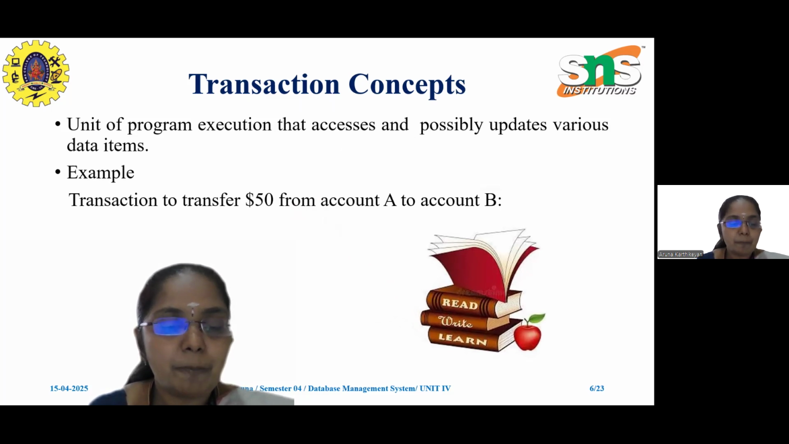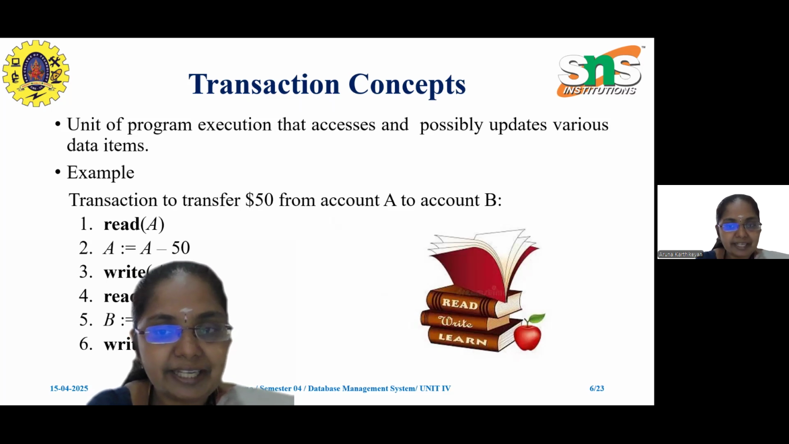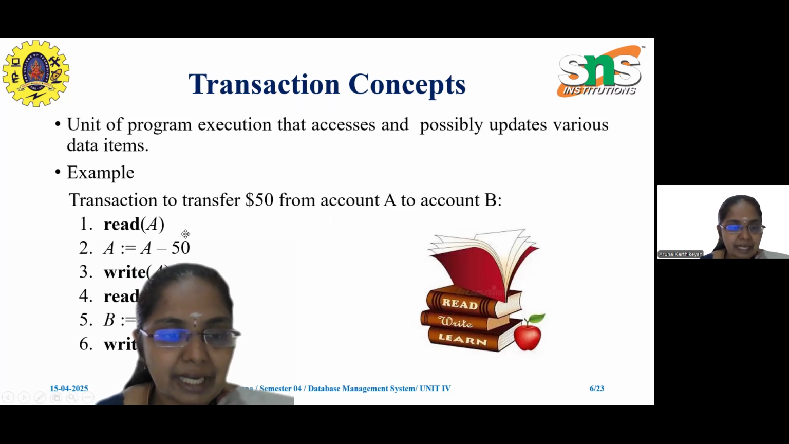Here the arithmetic operation is: credited means plus, and debited means subtraction. These two operations only we're going to use. First, we have to read account A. After reading, we debit rupees 50 from that particular account. Finally, I have to update my account because we debited that amount. That is updated in my account, so that is the write operation.